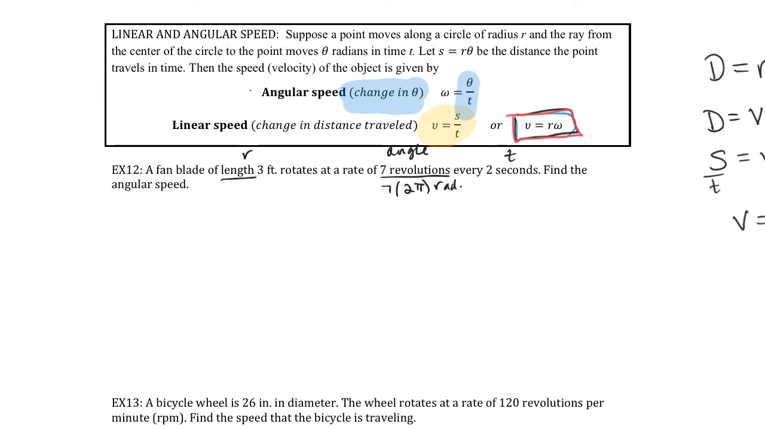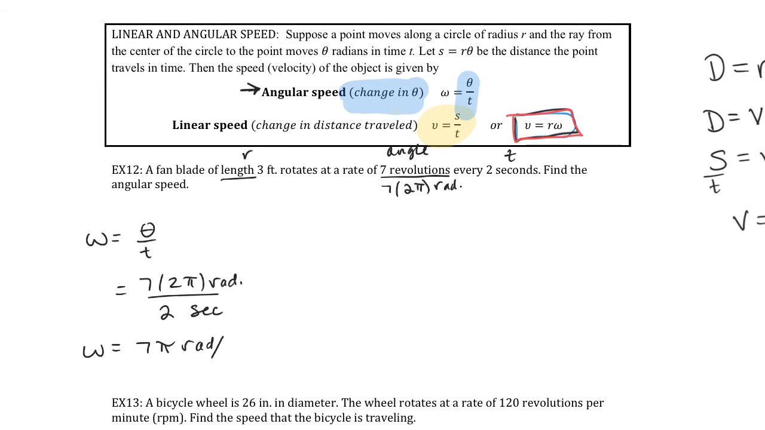Find the angular speed. My formula is angular speed is equal to theta over t, and theta is 7 times 2 pi radians, and my t is 2 seconds. So my angular velocity is 7 pi radians per second. That one's done. Now let's look at one where it might be a little bit easier to relate.